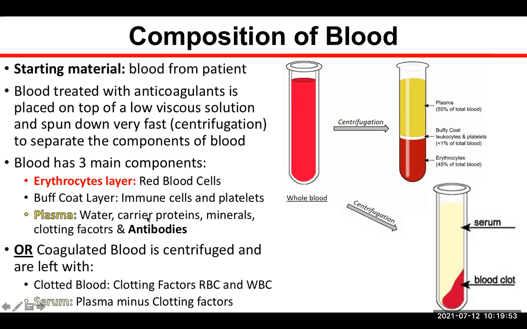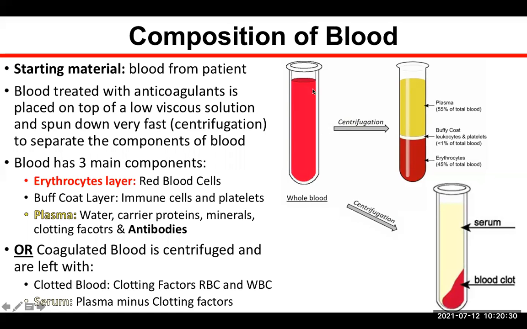Within the plasma, you're going to have water, some carrier proteins that move hormones around, and minerals like salts, sodium and chloride. You're going to have some clotting factors that are going to be inhibited because of this anticoagulation. And then you're going to have your antibodies present. Remember, your antibodies are just a B cell receptor that has been secreted into the blood. All of these antibodies circulate in the blood so they can bind to, in this case, coronavirus.